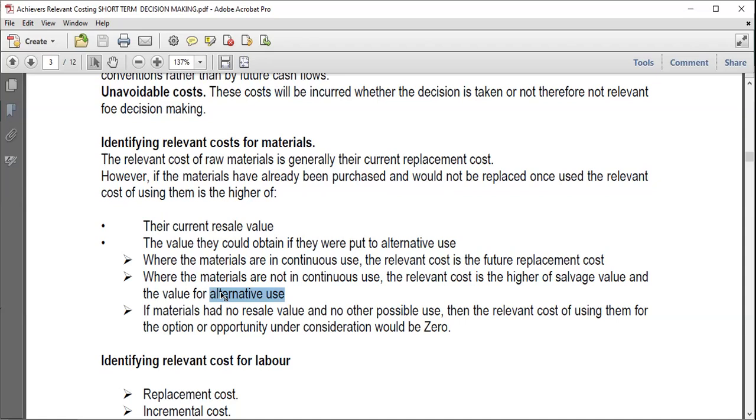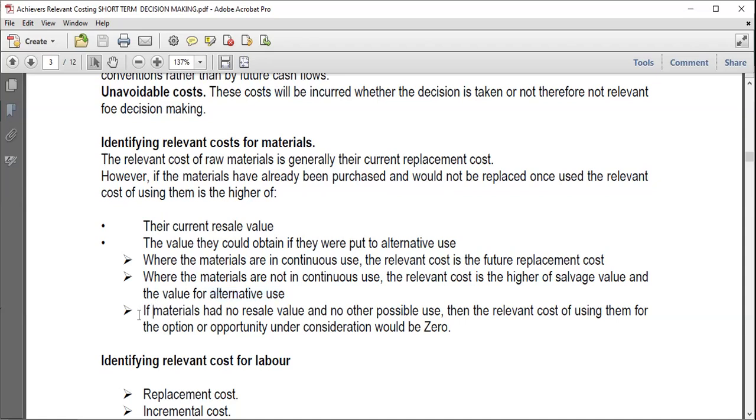Just in case you don't use these materials, that means you have to sell them or use them for another alternative use. You get it? So that is why we look at the higher. The higher of that takes precedence.